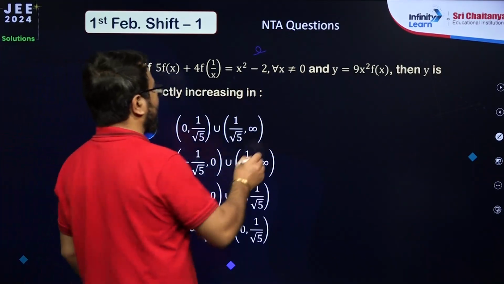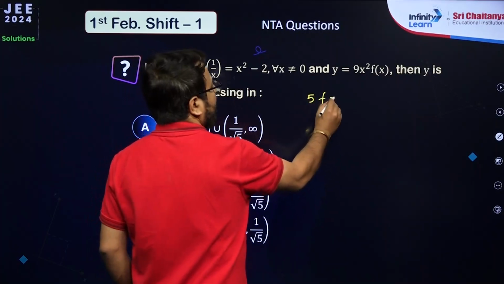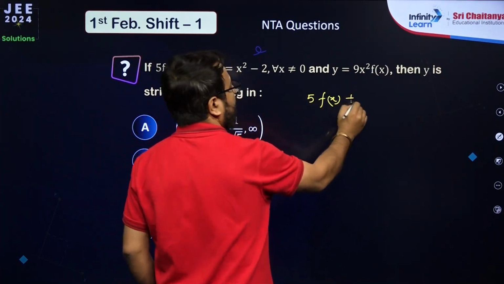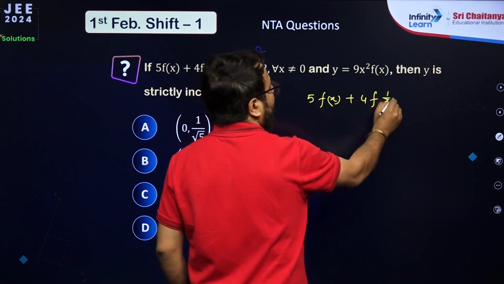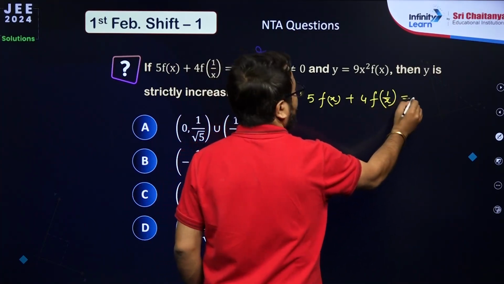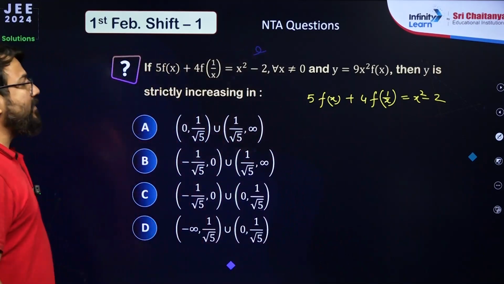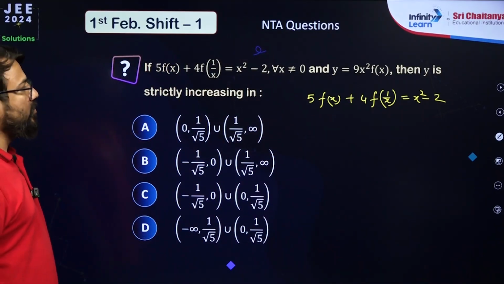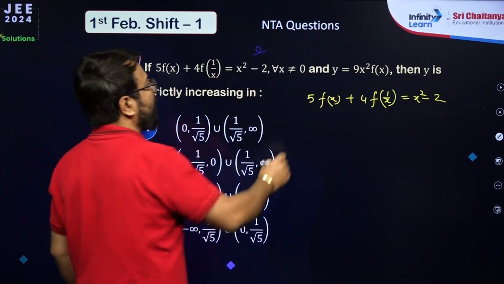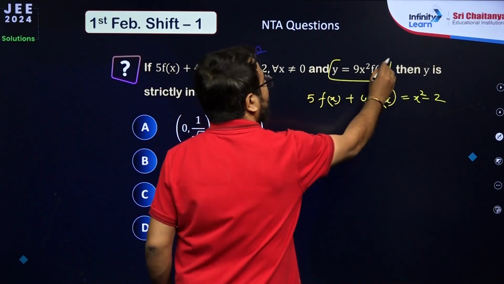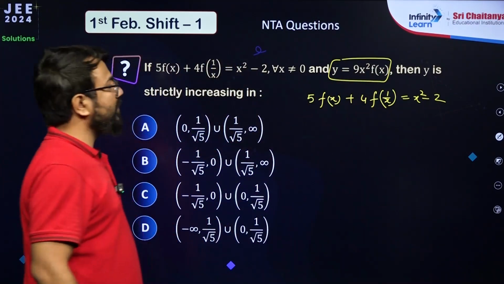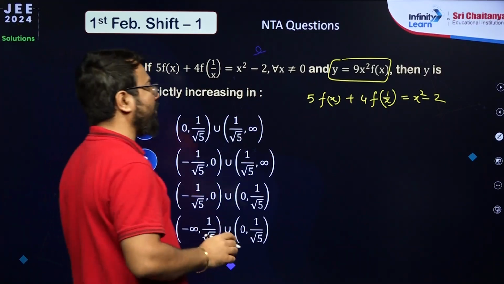Here we have 5 times fx. This is very easy type of the questions and we have seen quite often these type of questions. Okay, so 5 times fx plus 4 times f of 1 by x is equals to x square minus 2. So we want to get the value of y is equals to 9x square fx. Then y is strictly increasing in which of the interval? So how to get that?